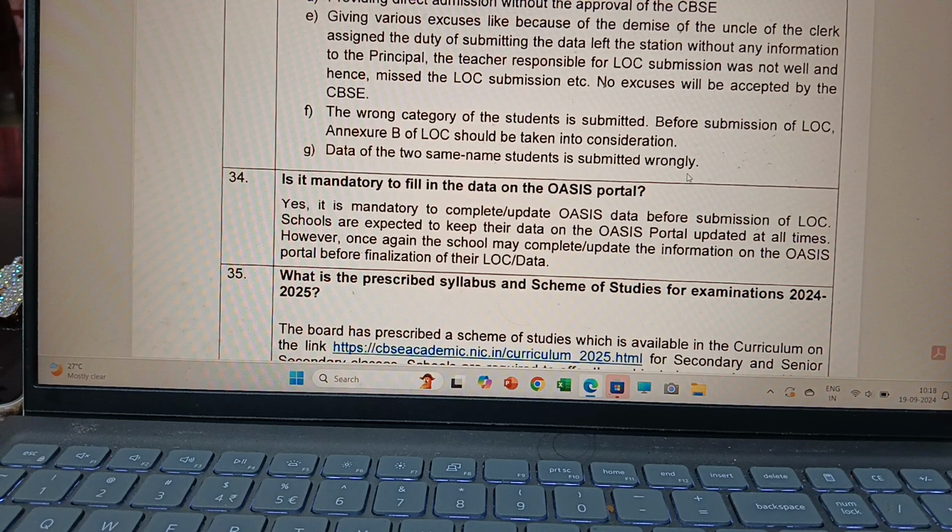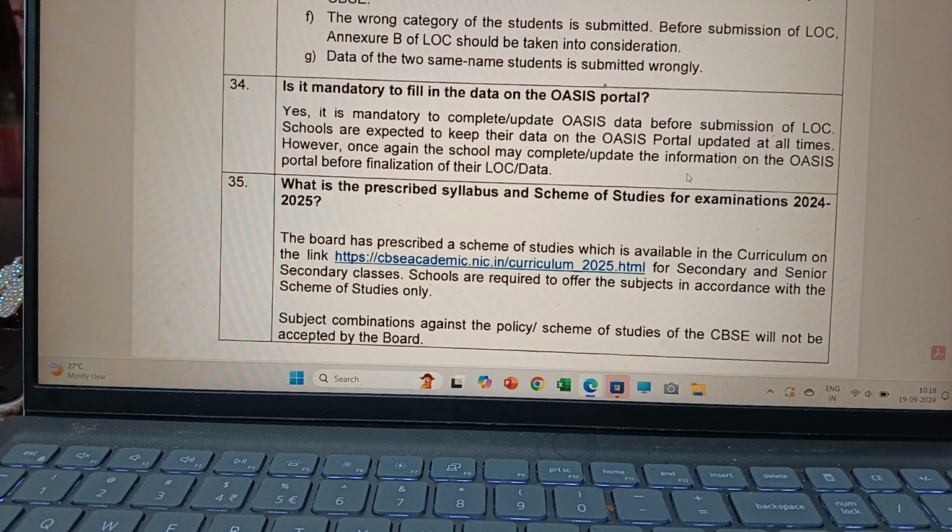34th question, is it mandatory to fill in data on the IRCS portal? Yes, it is mandatory to complete or update IRCS data before submission of LOC. Schools are expected to keep their data on the IRCS portal updated at all times. However, once again the school may complete or update the information on the IRCS portal before finalization of their LOC data.